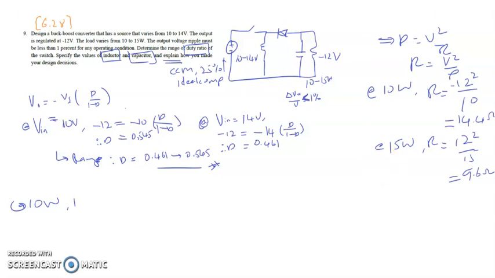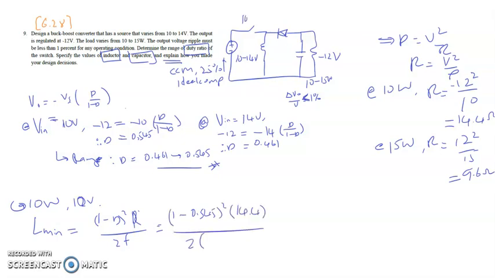So we use these two resistor values to find the minimum inductor value that we require for the system to operate under CCM at 10 watts and at 15 watts. So at 10 watts, we have L min equals (1 minus D) squared times R divided by 2F. So (1 minus 0.457) squared times 14.4.